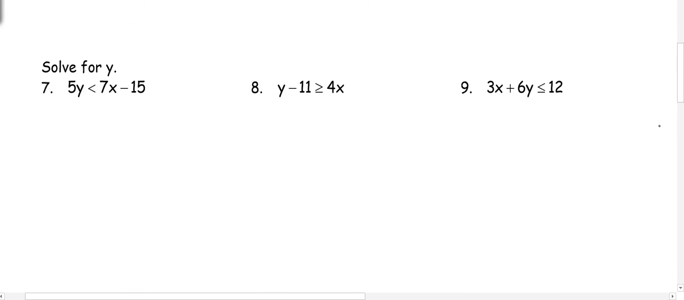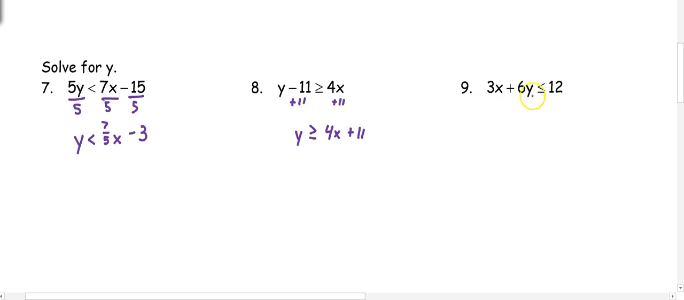In 7, 8, and 9, we're going to work on solving for y. In number 7, in order to solve for y, I have 5y is less than 7x minus 15. So I'm going to divide everything by 5 here. If it can reduce, I'm going to reduce it. If it can't, I'm going to leave it as a fraction. So I have y is less than 7 over 5 x minus 3. Number 8, I'm going to add 11 to both sides. So I get y is greater than or equal to 4x plus 11.